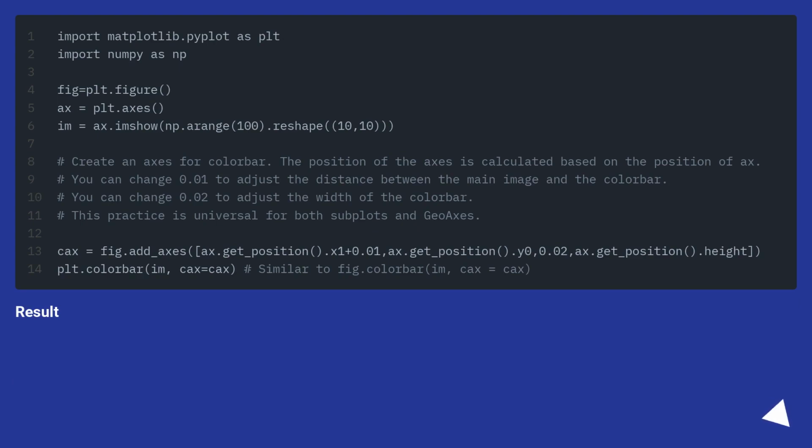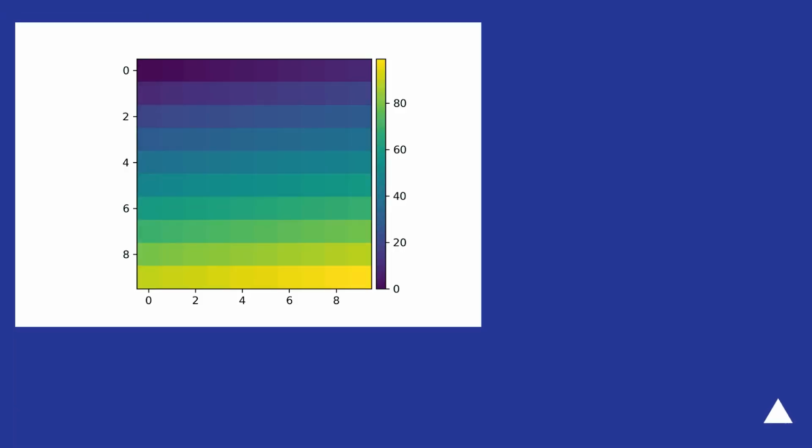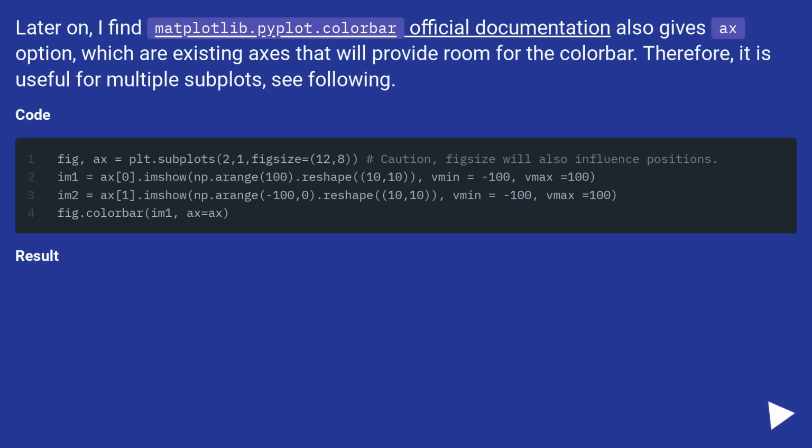Result. Later on, I find matplotlib.pyplot.colorbar official documentation also gives the ax option, which are existing axes that will provide room for the color bar. Therefore, it is useful for multiple subplots. See following. Code.